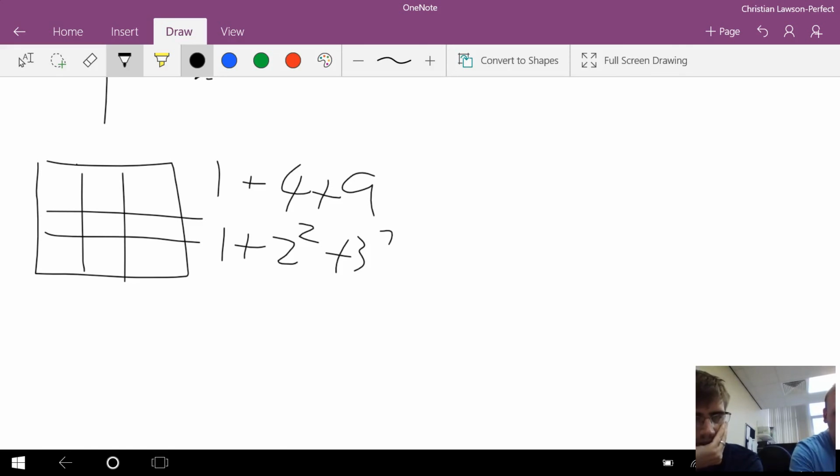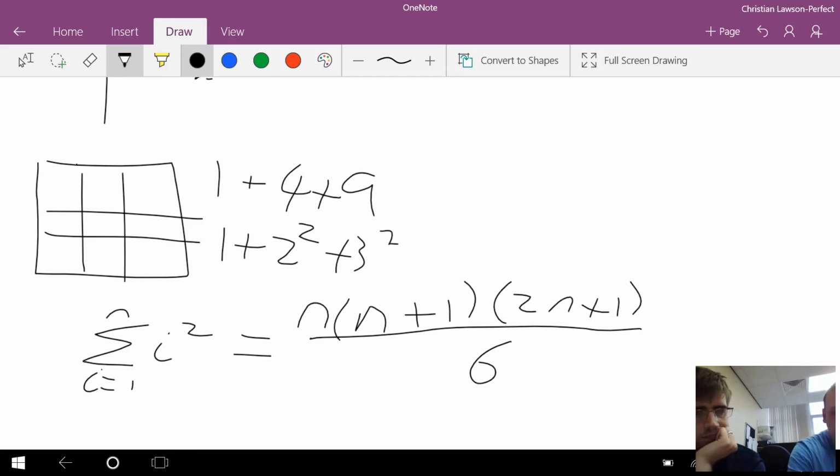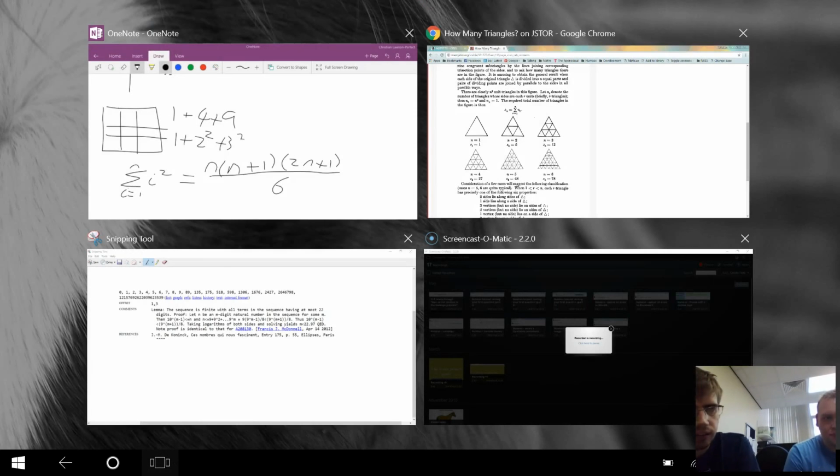And the sum of i squared from i equals 1 to n is n, n plus 1, 2n plus 1 over 6. And it's really similar to the other thing. Actually, sorry, that's better. So that's the sum of the first n squares, is it? Yeah.